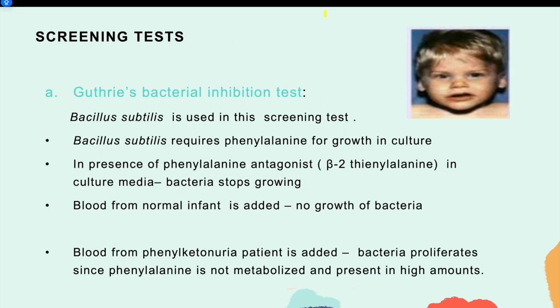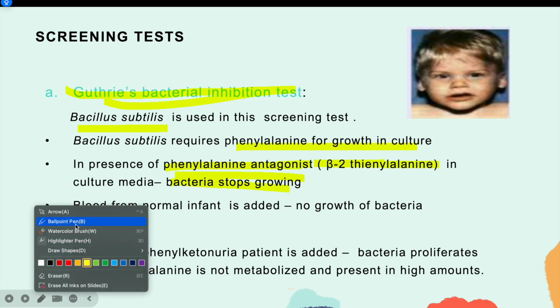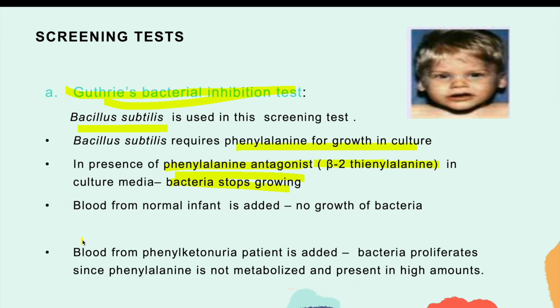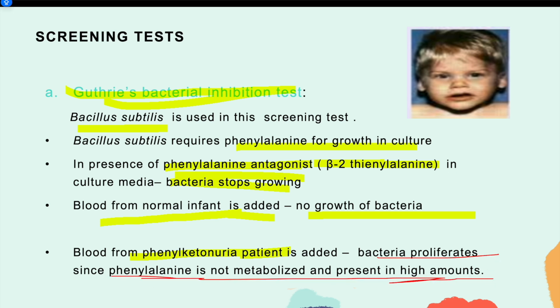The screening tests for phenylketonuria: first is the Guthrie bacterial inhibition test. In this, Bacillus subtilis is used, and it requires phenylalanine for growth in culture. If we add beta-2-thienylalanine, a phenylalanine antagonist, to the culture media, the bacteria stop growing. Now if we take blood from a normal infant, there is no growth of bacteria, but when blood from a phenylketonuria patient is added, the bacteria proliferate, because phenylalanine is not metabolized and is present in high amounts. I hope you are getting the important points.